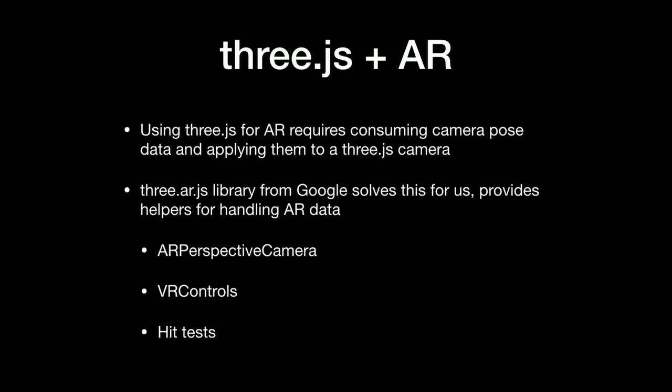So it's just three.ar.js, and it serves as an extension to three.js, and it provides you with a perspective camera that already consumes all of that AR data, already applies the view matrices, already applies the pose data, along with some controls. So it makes it super easy to actually get up and running. You just initialize that and call it a day. It already will start working the second it starts getting data from ARKit. And then it also has a hit testing method, which is really useful because then you don't have to worry about creating that bridge between native and JavaScript.